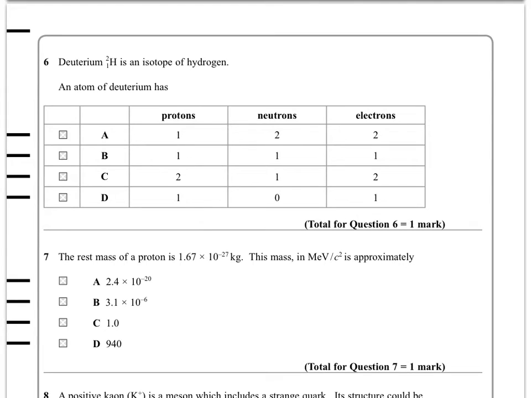And we're looking for a total nucleon count of 2, which means it has to have a total of protons and neutrons adding up to 2. So there's only one line that has one proton and also one neutron, and that's B. So B is our correct answer.